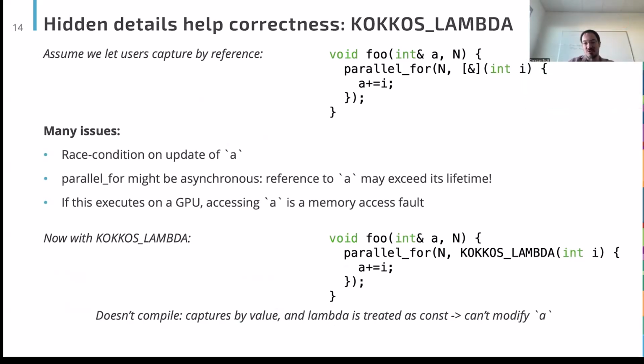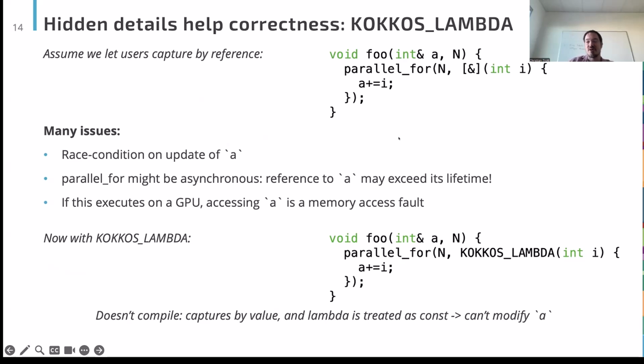One thing which is mostly hidden from people is this Kokkos lambda thing, and what that really does is it helps a lot with correctness. One important thing was what I said about capture by value. Let's assume you could let users capture by reference, and you write something like this: a function foo, which gets some reference to an integer and a range, and you sum up into that thing.